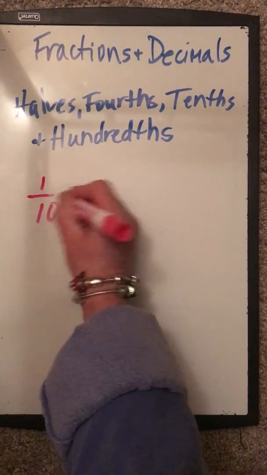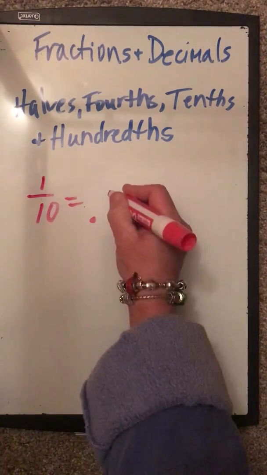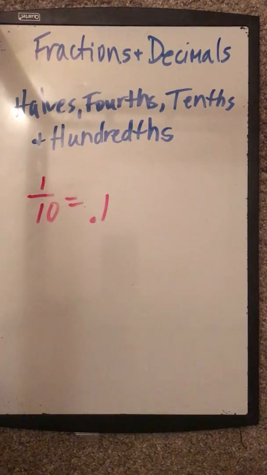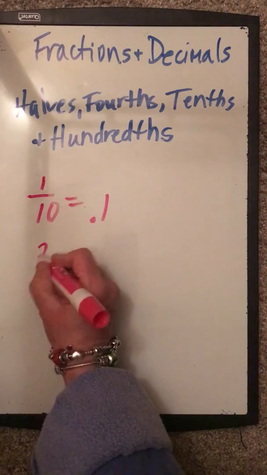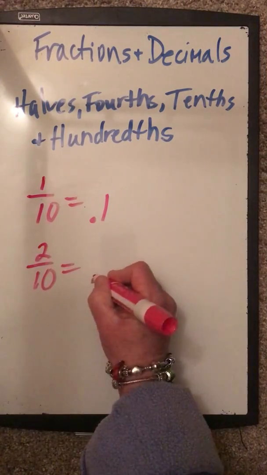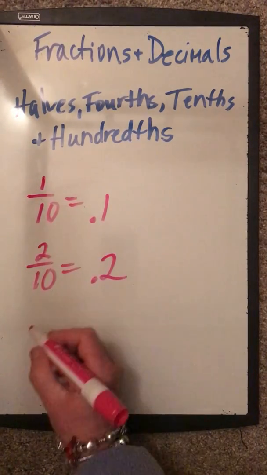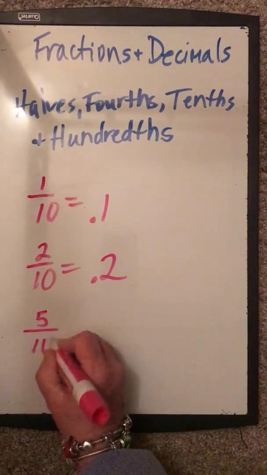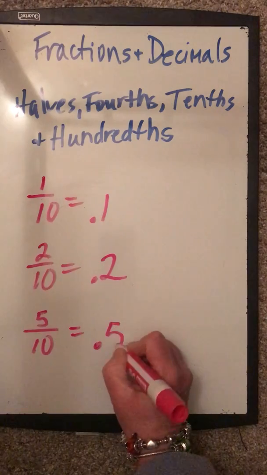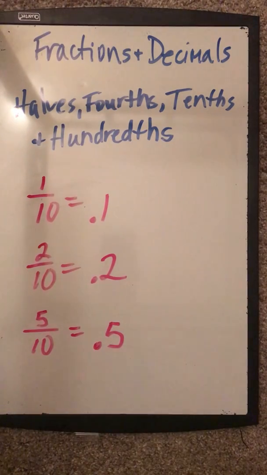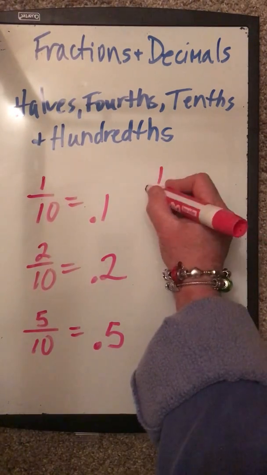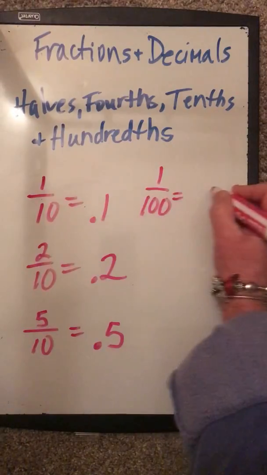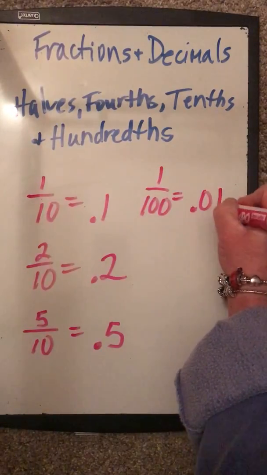If we have 1/10, well, you know that 1/10 is written like this, 0.1. 2/10 is 0.2. If we have 5/10, we're going to write 0.5. Same thing as 1/2.